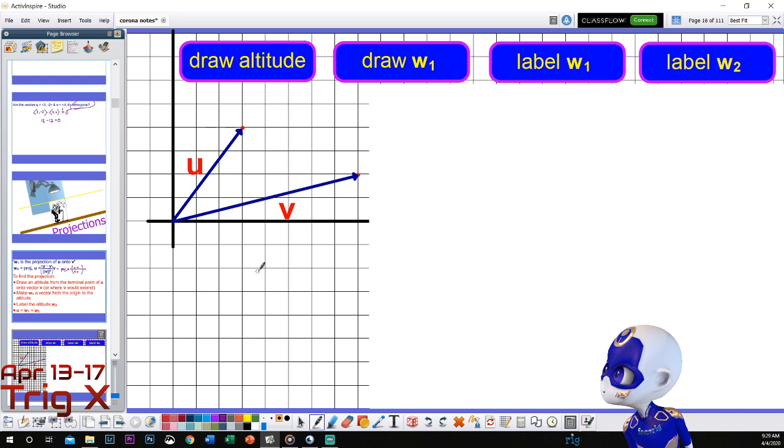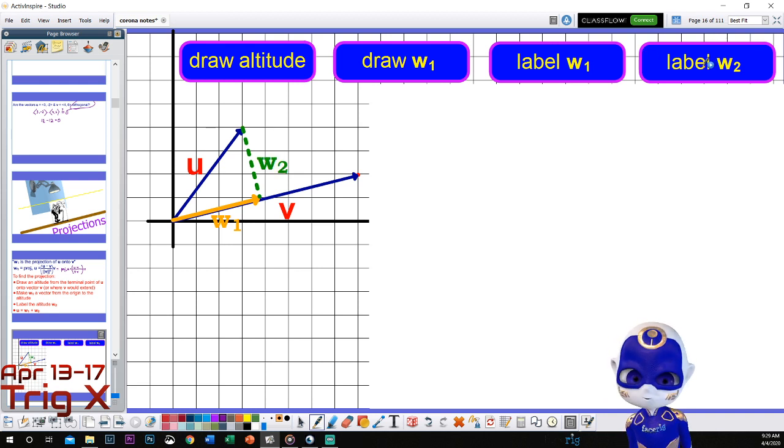Step 1, draw an altitude. Step 2, draw the shadow and label it. Step 3, we're just going to label this one W2.